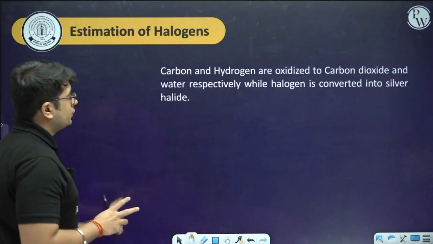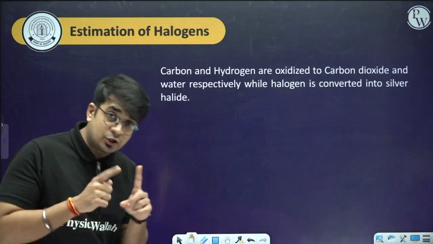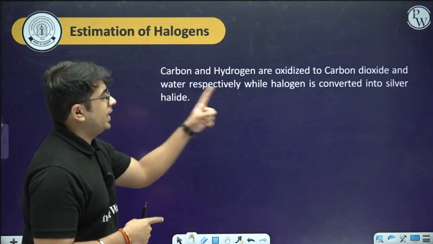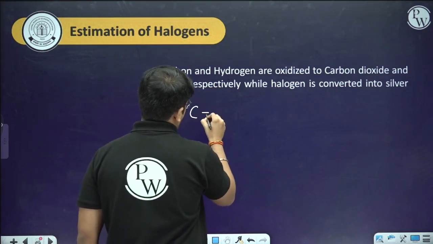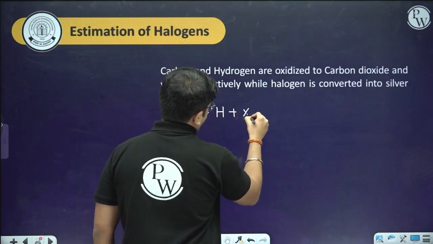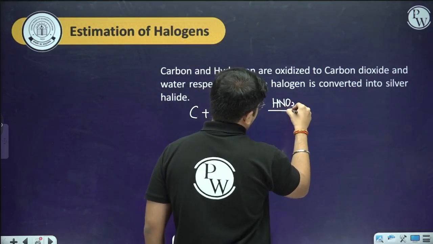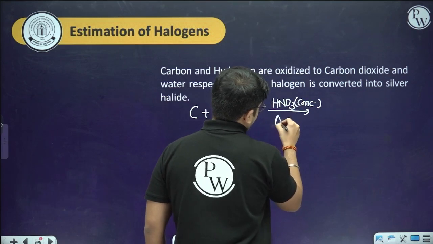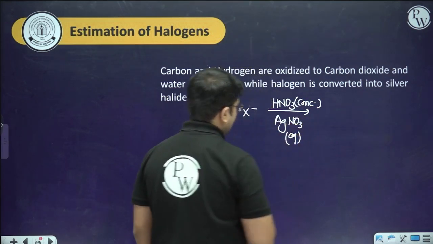So the first part: carbon and hydrogen are going to be oxidized to CO2 and H2O because we are using nitric acid, which is a good oxidizing agent, while halogen is converted into silver halide. What happens? Let's say we have carbon, hydrogen, and a halide ion. I am using concentrated HNO3 and I'm also using AgNO3 aqueous solution. What happens?